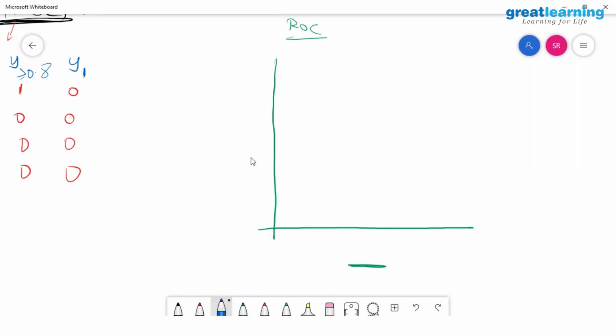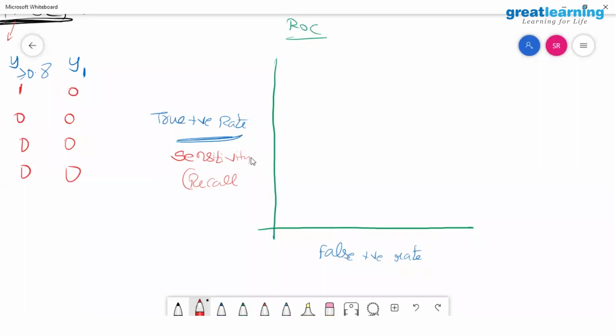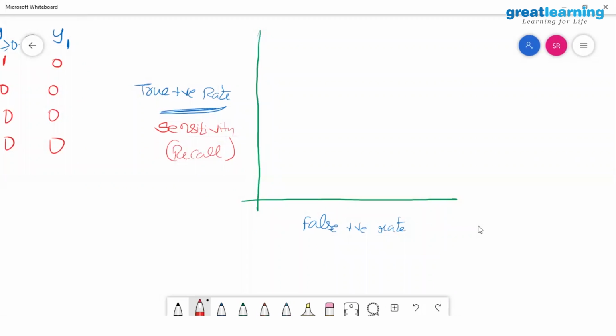So true positive rate. What is the true positive rate also called? Recall or sensitivity. Perfect. So what about the false positive rate? What is the false positive rate? Precision? Specificity? No, not precision. Specificity is right.